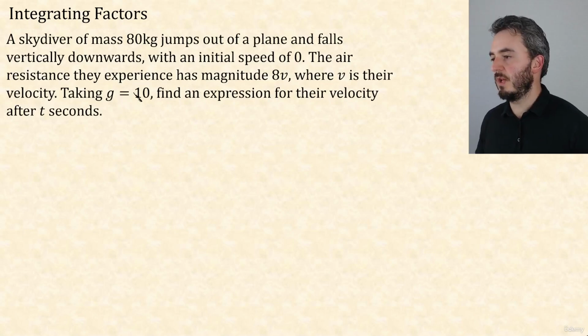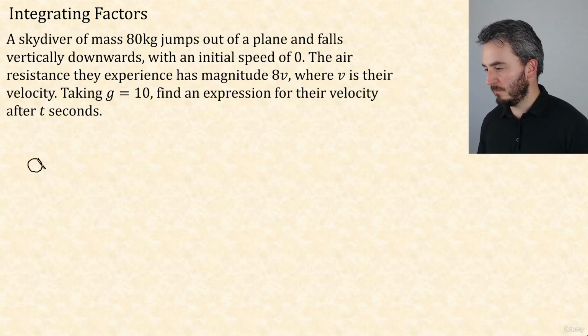Okay, here's a nice one. A skydiver of mass 80 kilograms jumps out of a plane and falls vertically downwards with an initial speed of 0. The air resistance they experience has a magnitude of 8v, where v is their velocity. Taking g equals 10, find an expression for their velocity after t seconds. Okay, well, this looks like a mechanics problem, and it is, but it's one that involves some integrating factors. Let's see. So, what are the forces acting on them as they jump?